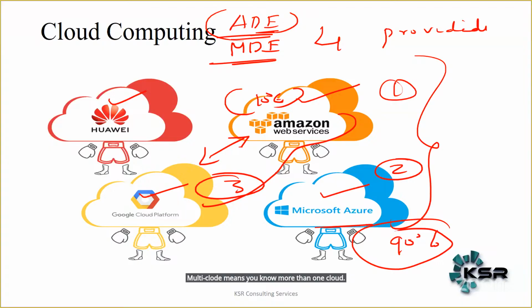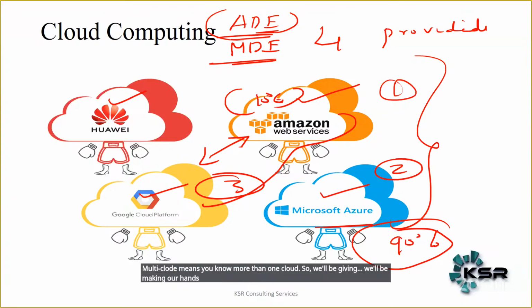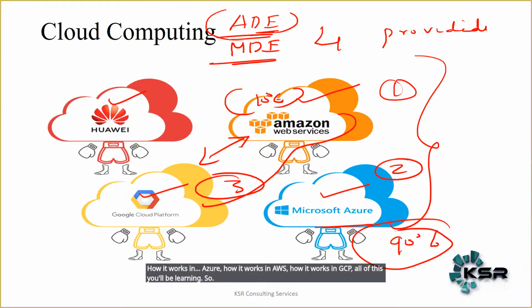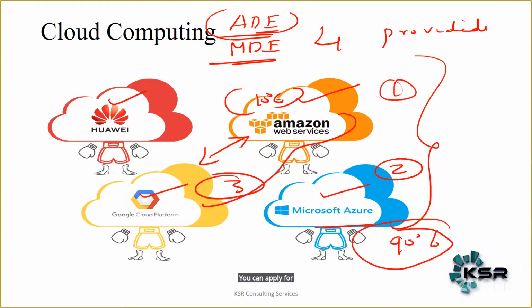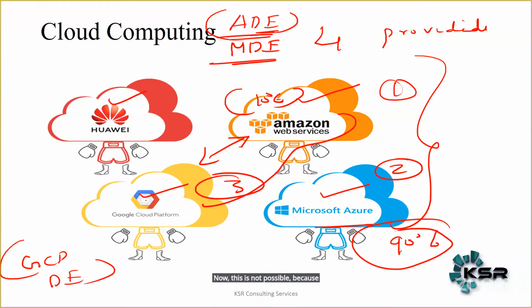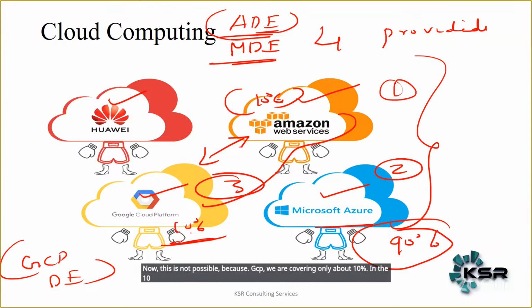So we'll be making our hands sweat in all the clouds: how it works in Azure, how it works in AWS, how it works in GCP. You can apply for Azure Data Engineer and for multi-cloud engineer, but don't expect to go and apply for GCP Data Engineer. That is not possible because we are covering GCP only about 10%. With 10%, don't expect to get a job, but you can apply as multi-cloud.